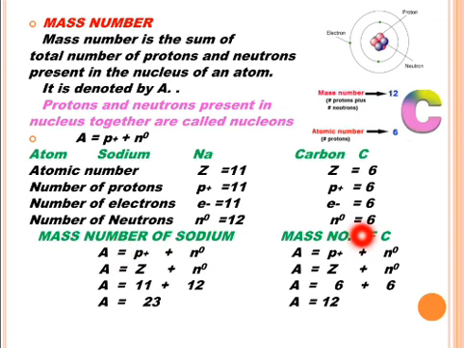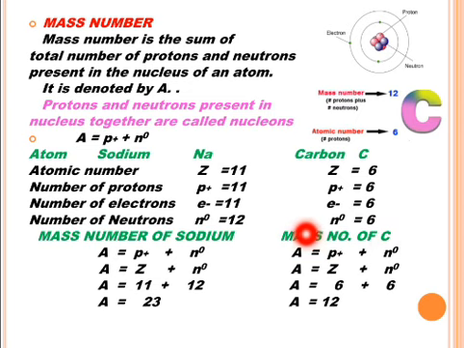Let us see one more example. Example of carbon atom. Its atomic number is 6, number of protons are 6, number of electrons are 6 and number of neutrons are 6. What is the mass number of carbon? Mass number of carbon is calculated by adding number of protons and number of neutrons present in the nucleus of carbon atom. It comes out to be 6 protons plus 6 neutrons is equal to 12. So mass number of carbon is 12.